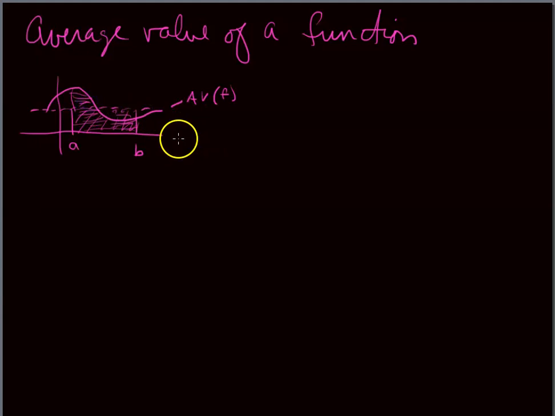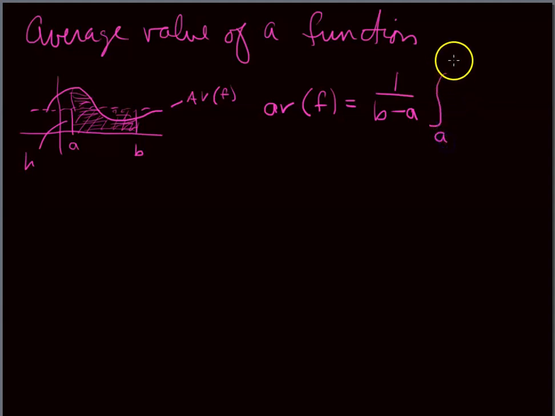This works whether it's above or not. So what is the formula? They use AV and then in parentheses f. The average value of the function is 1 over b minus a, because you take the area underneath the curve, divide by the b minus a, and you'll get this height. So it's the integral from a to b of f of x dx.